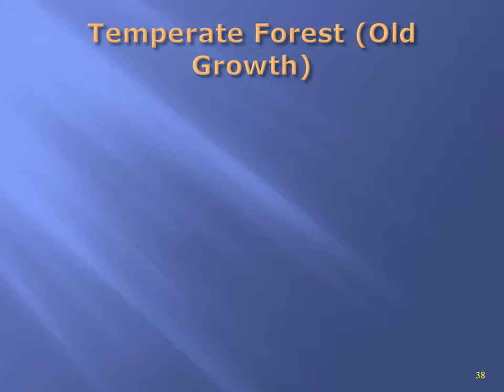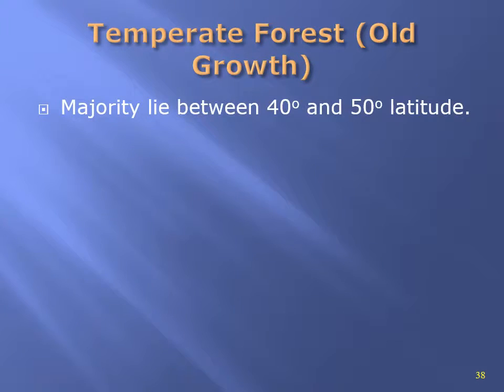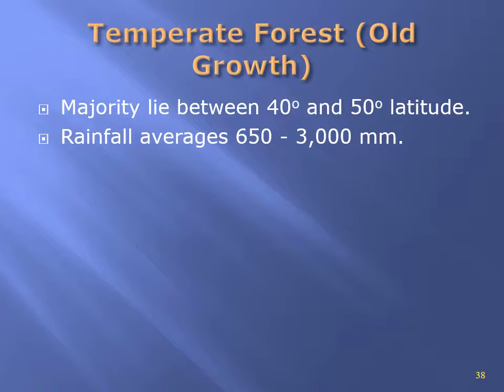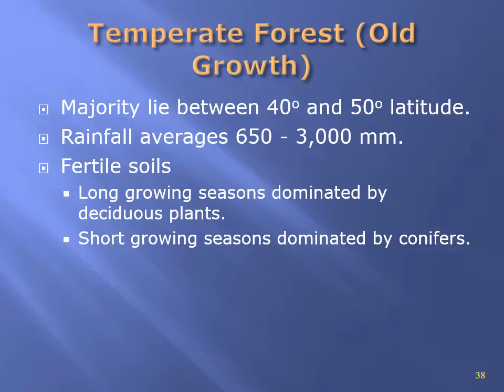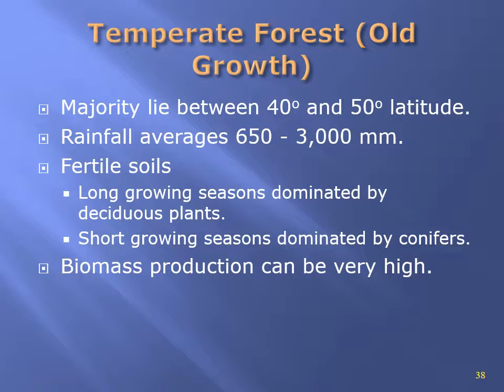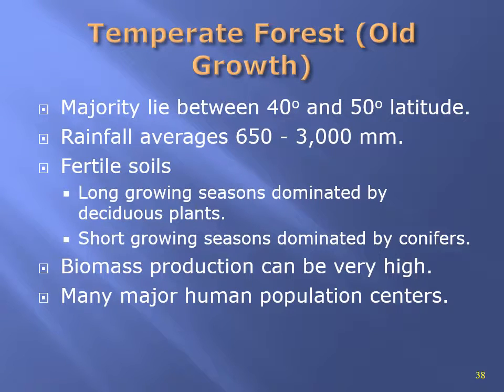Next is temperate forest or old growth forests. Majority of these lie between 40 and 50 degrees latitude. The rainfall averages 650 to 3,000 millimeters. It has fertile soil, long growing seasons dominated by deciduous plants. These are plants that lose their leaves in the winter. Short growing seasons dominated by conifers. So things like pine trees, fir. Biomass production can be very high, so there can be a lot of plant growth in these areas. And many of these are major human population centers, so a lot of people tend to live in this biome.